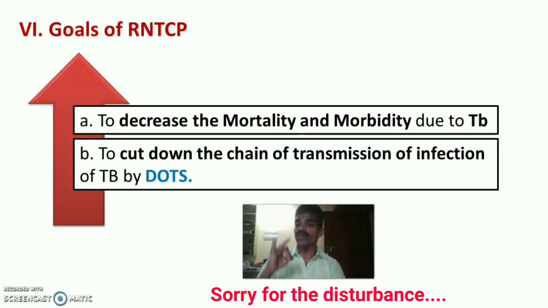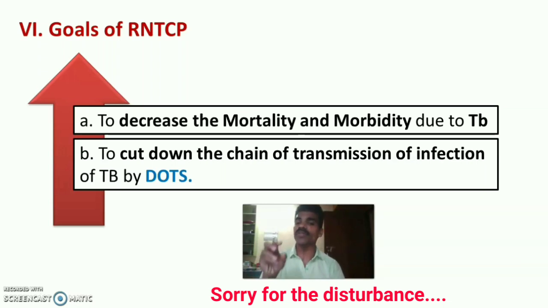Now let us discuss the goals of the RNTCP program. The general goal of the RNTCP program was to decrease the mortality and morbidity due to TB. Mortality means death rate related to TB, and morbidity is the disease rate, that is the incidence and prevalence rate of TB. So the first goal was to reduce the mortality and morbidity due to TB. The second goal was to cut down the chain of transmission of infection of TB by DOTS.